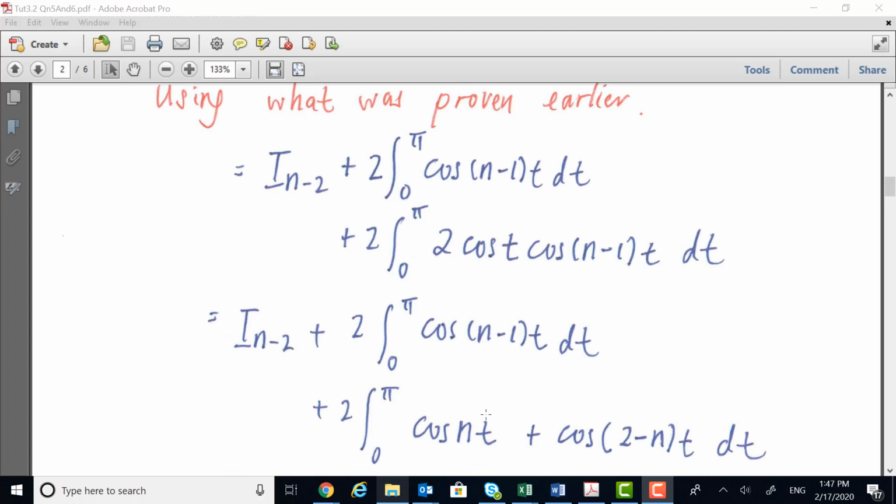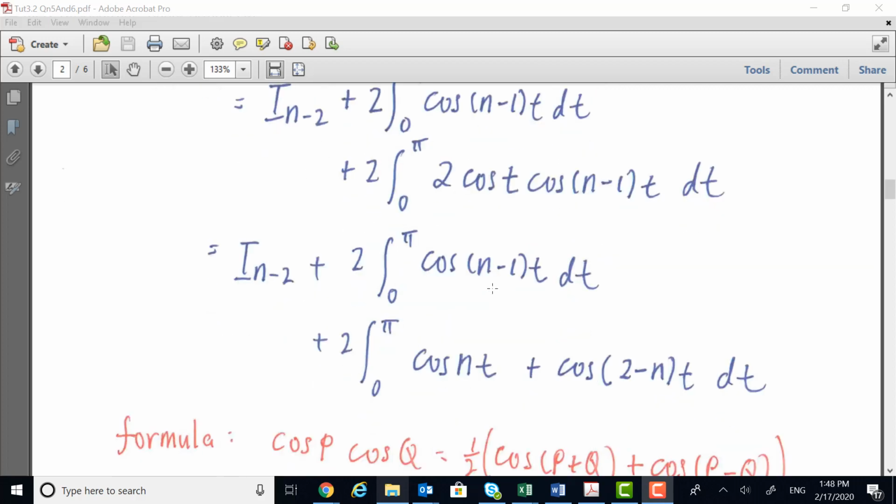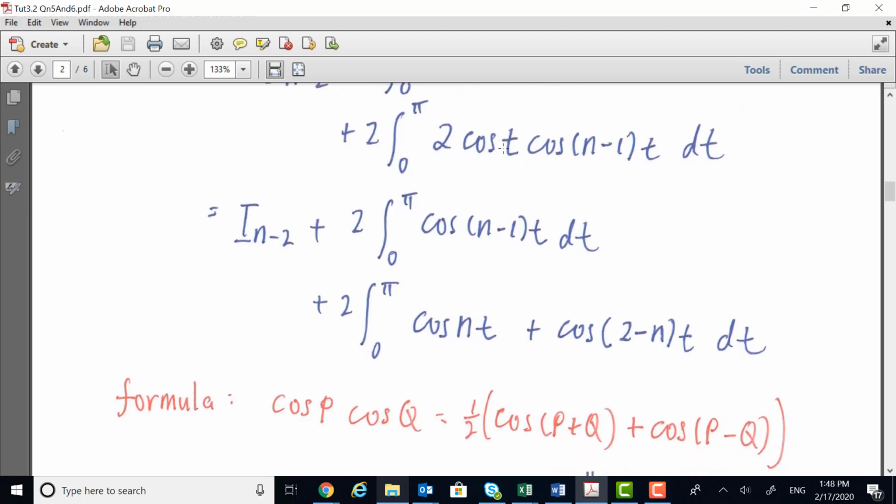Okay, what I did was, this integral, I just leave it. I broke this integral into 2 parts. How do I break this into 2 parts? 2 cos has actually a factor formula I can use. Cos actually comes from half cos of p plus q plus cos of p minus q. So using this red color, I replace this one with this. And now I'm left with I of n minus 2, and then 1 term, 2, and then 3 integrals.